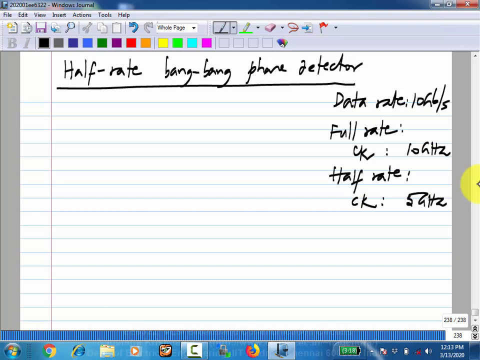Is this fine? So we will see the motivation for this. This is not exactly the same as having 5 gigabits per second data with a 5 gigahertz clock, right? That's not what we are talking about.